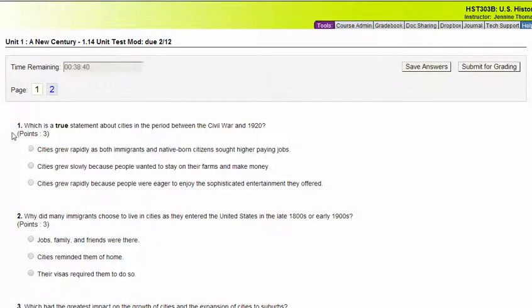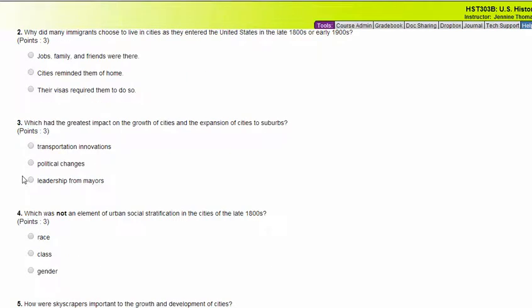The first question is, which is a true statement about cities in the period between the Civil War and 1920? Cities grew rapidly as both immigrants and native-born citizens sought higher-paying jobs. Cities grew slowly because people wanted to stay on their farms and make money. Cities grew rapidly because people were eager to enjoy the sophisticated entertainment they offered. Number 2, why did many immigrants choose to live in cities as they entered the United States in the late 1800s or early 1900s? Jobs, family, and friends were there. Cities reminded them of home, or their visas required them to do so.